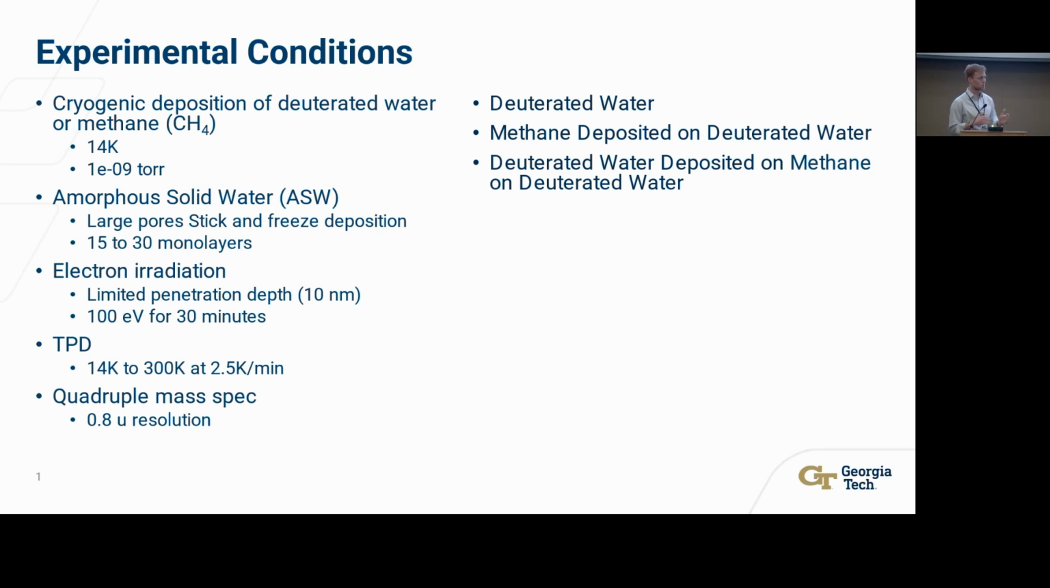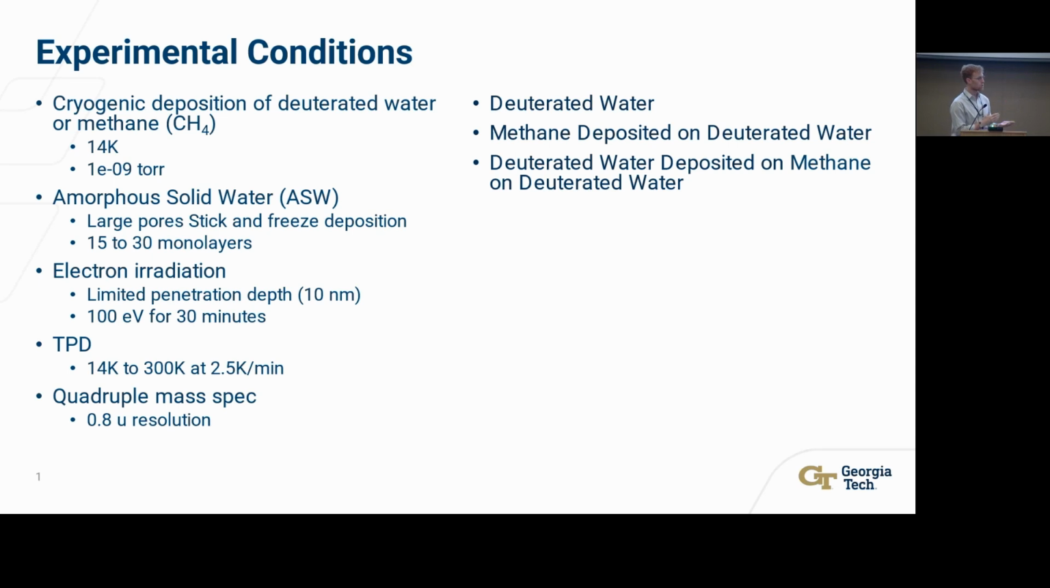work. We're looking at about a 15 to 30 monolayer thickness of these base water ice shells. That allows for our 100 eV electrons to penetrate almost the entire ice, and so we can create a really nice pore layer there.